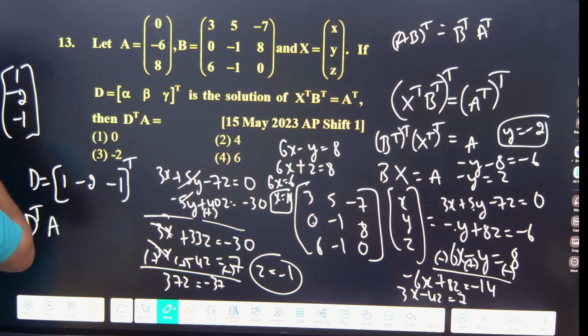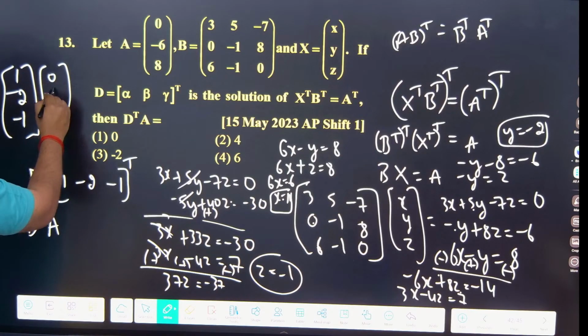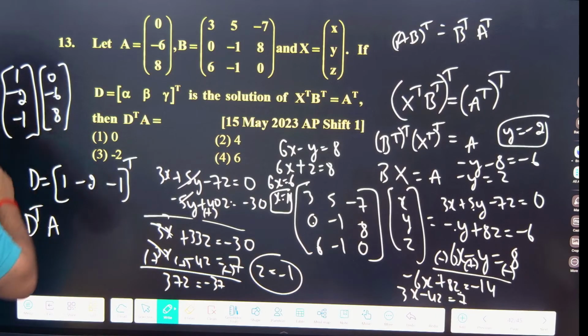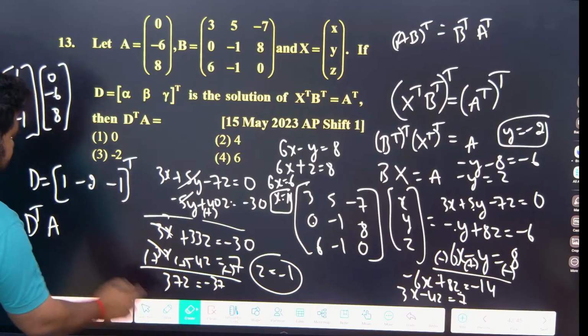What is it that we are having? See here, this is what we are having. So what will this become? 0, minus 6, 8. Now see here, how many rows are there? 3 rows, 1 column. Here how many? 3 rows. Can you multiply? There is some mistake, wait just a minute.